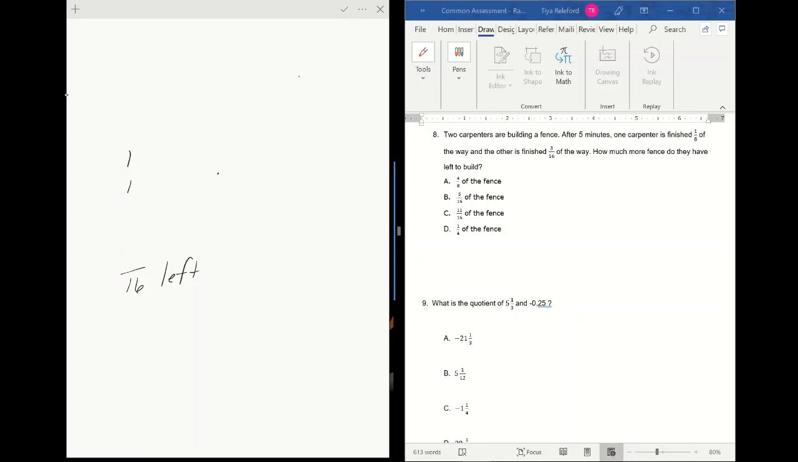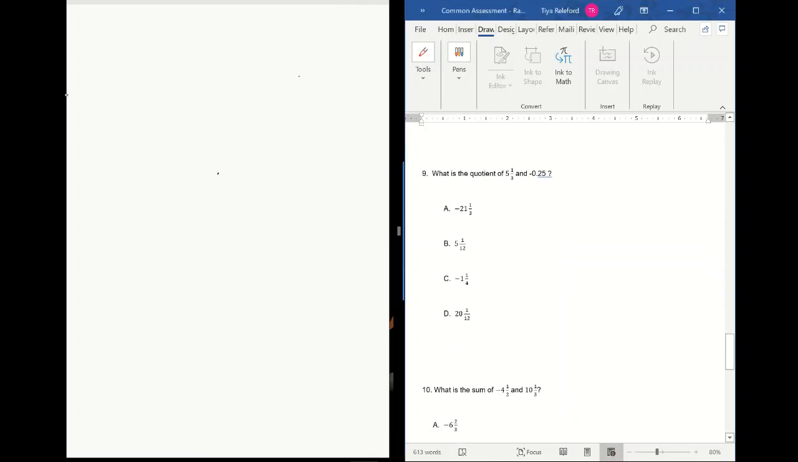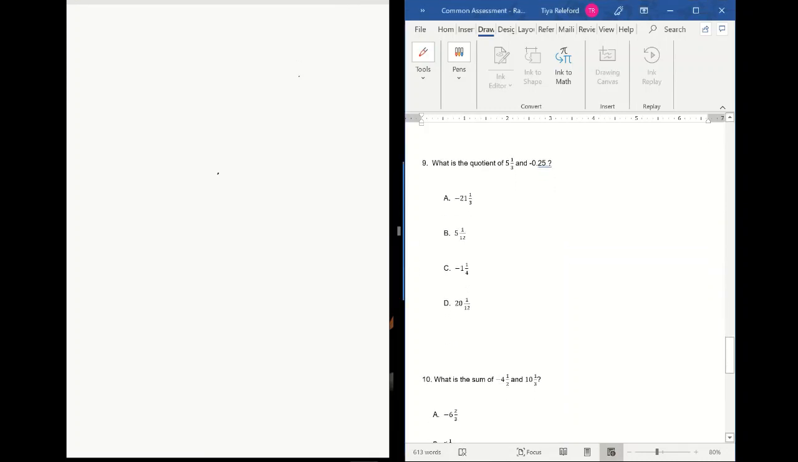Number 9 says, what is the quotient of 5.5 and negative 0.25? So right away you can cross off B and D because they're positive. If you use TED, negative, positive, then you know that a negative and a positive give you a negative answer. So now you're just dividing.